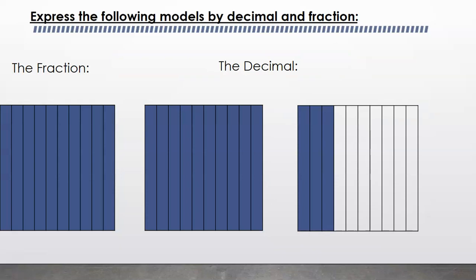Express the following models by decimal and fraction. Here I have a model and I want to represent it as a fraction and decimal. Okay. First, it's whole 1. And the second is also whole 1. And 3 over 10. Then the fraction will be 2 as a whole and 3 over 10. Right? Okay. As a decimal, it's 2 whole and 3 tenths. Right? How many places here? It is 1 because the model has 10 equal parts.